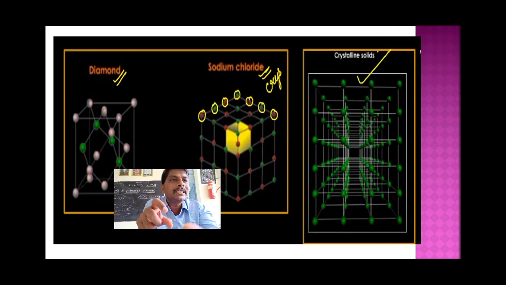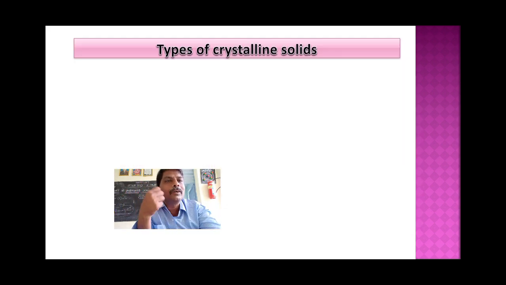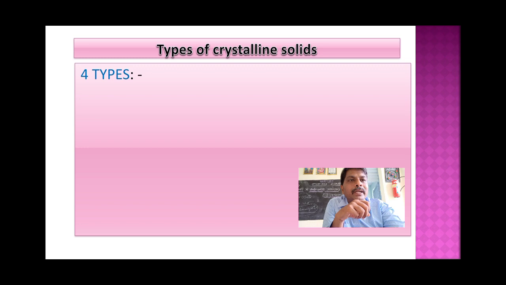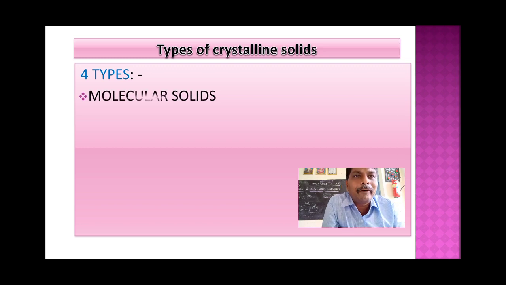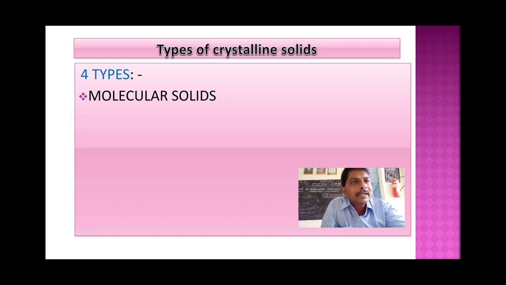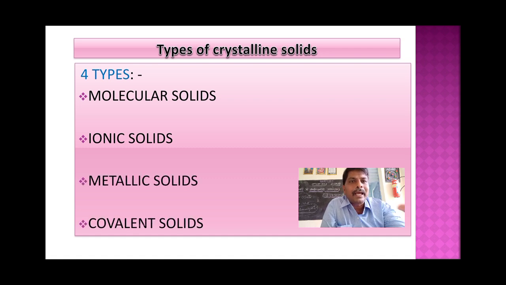Like that, in the third crystalline solid, the constituent particles, so many atoms, are held together with some force. That force is called intermolecular force. Based on intermolecular force, crystalline solids are classified into four types. Type 1 is molecular solid. Type 2 is ionic solid. Type 3 metallic solid. Type 4 covalent solid. Okay, clear?